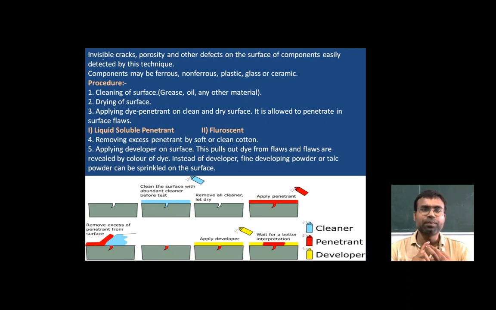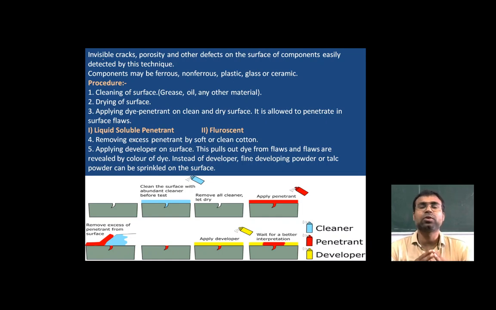So what will we do? We will just clean it by wiping with a cotton cloth, or clean with plain water, or use some kind of chemical to clean the surface. When the surface is clean and dry, the second step is drying, obviously. When it is dry, what do we need to do? We need to apply some kind of dye.